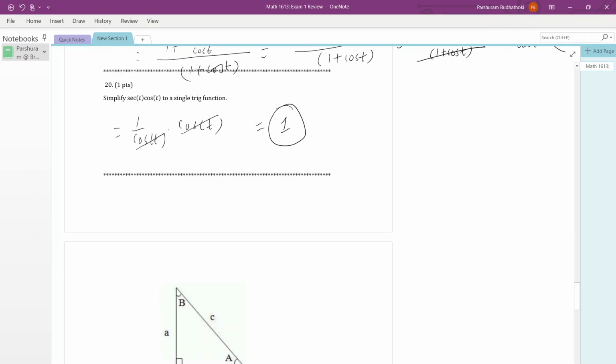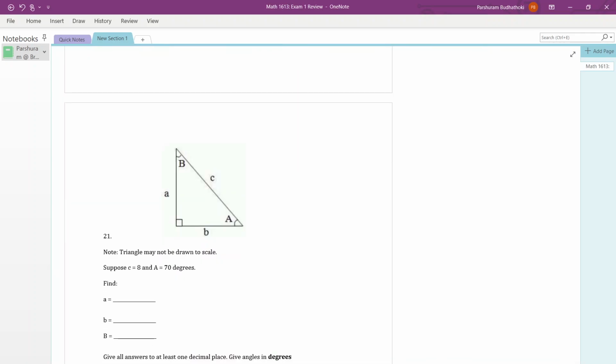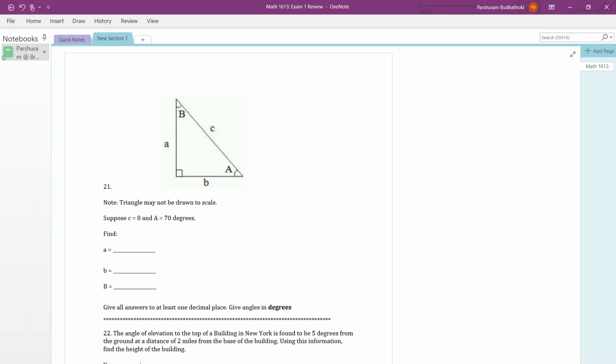Now let's go to problem 21. For problem 21, we are given c equals 8 and a equals 70 degrees. Now we want to find a, b, and b. As you can see, this triangle has a 90 degree angle because it's a right triangle. This is 70 degrees. The sum of these three angles should be 180, so if you subtract 180 minus 90 minus 70, the value of b would be 20 degrees.